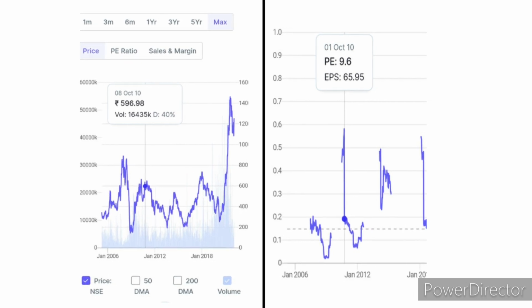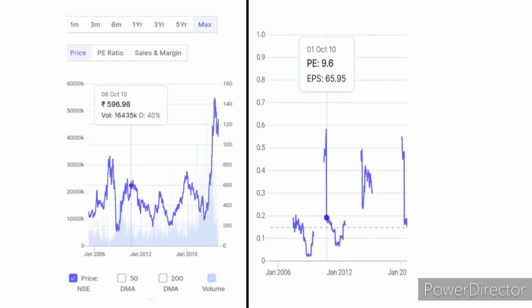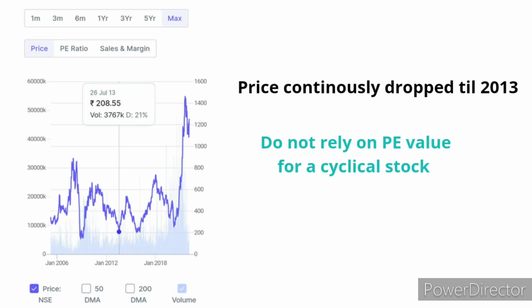A new investor might jump into buying this stock assuming that their earnings have grown very drastically and PE is also very attractive, and he thinks he is picking a very good value stock. Now let's see what happens with the stock immediately after this. The stock started its downtrend from 2010 till 2013. The stock price fell from 596 to 208. Imagine the investor who would have entered in 2010 and had to wait three years for the stock to rebound.